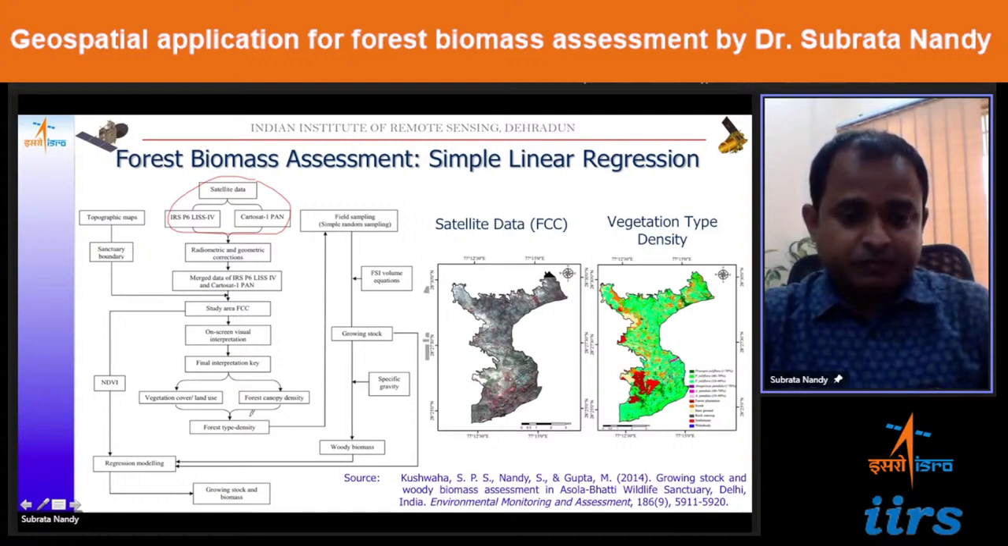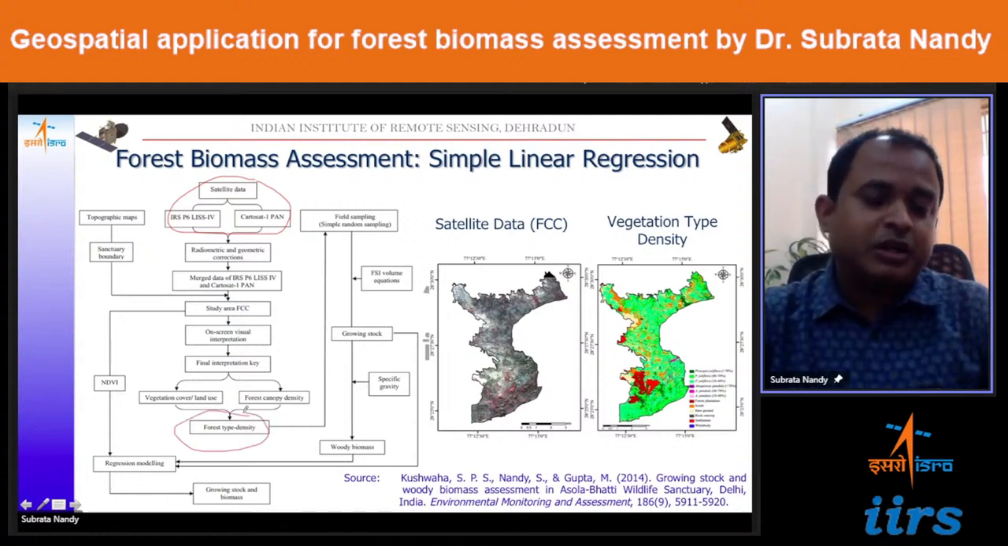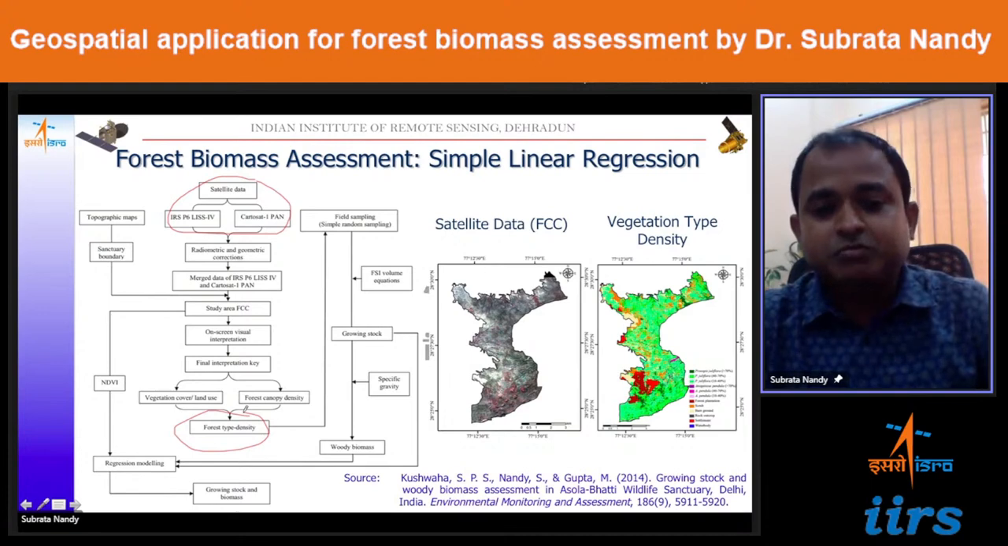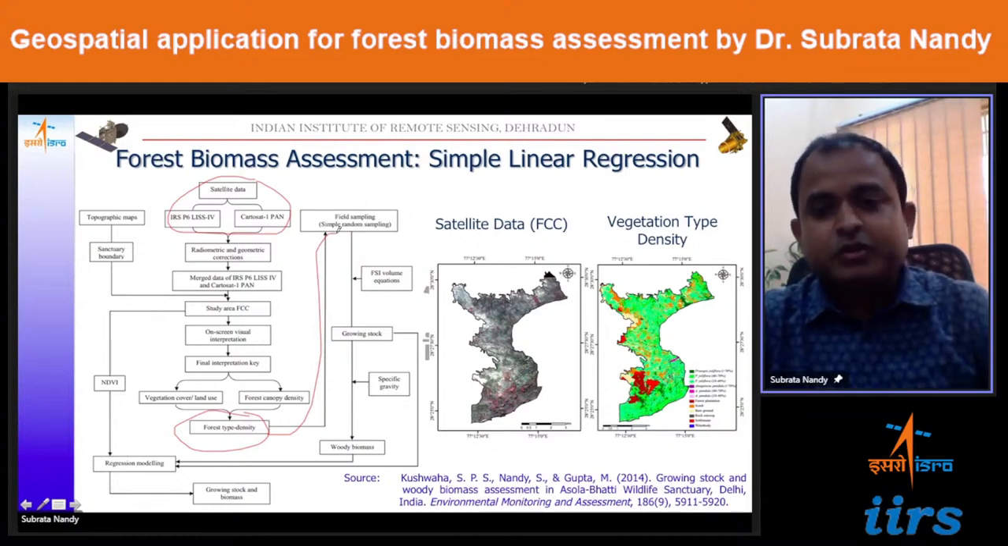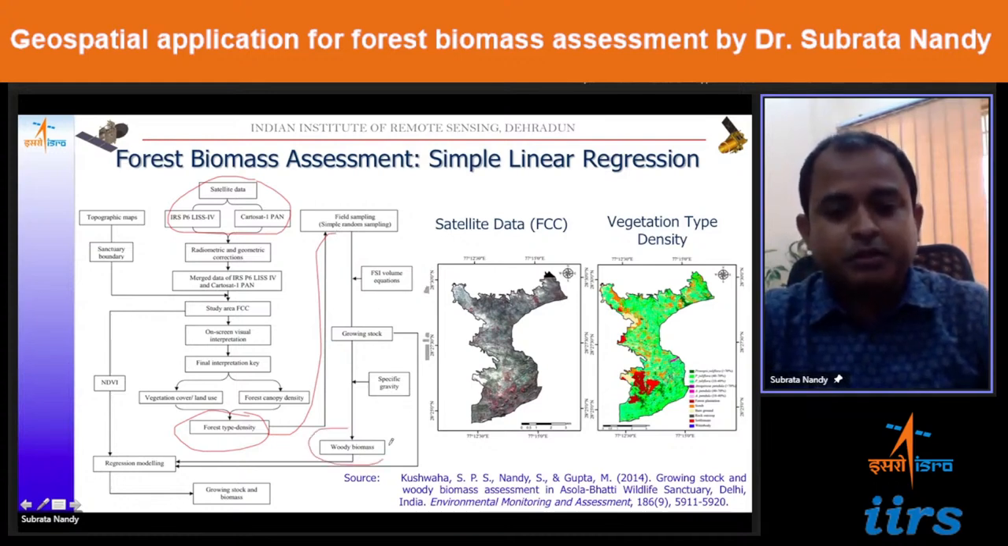Ultimately, what we are getting is the forest type and density map. Why we are generating this map is that we need to stratify the forest for collecting the field samples, ultimately to get the field biomass of this area.